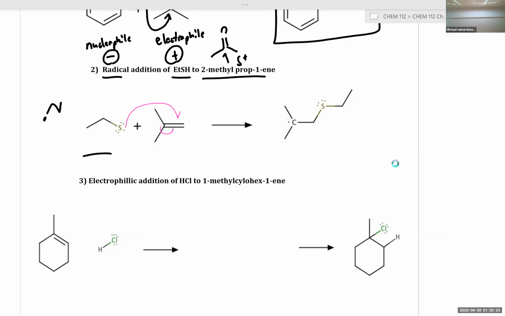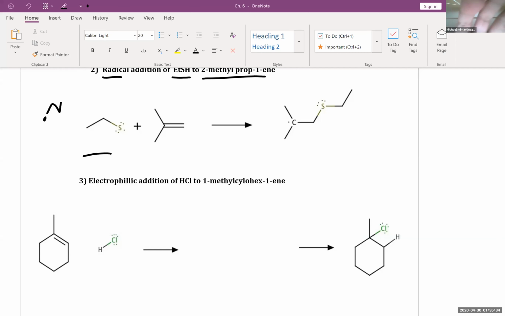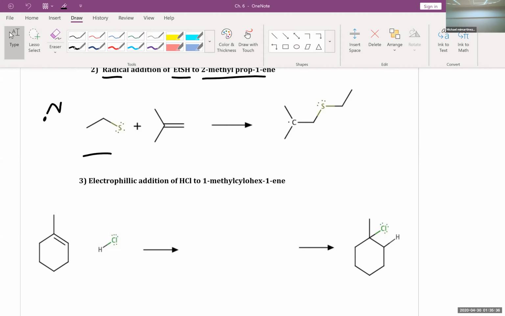Let me help since we're almost there. I'm just gonna clear. That was very good, that was very good. So you got the regioselectivity correct.